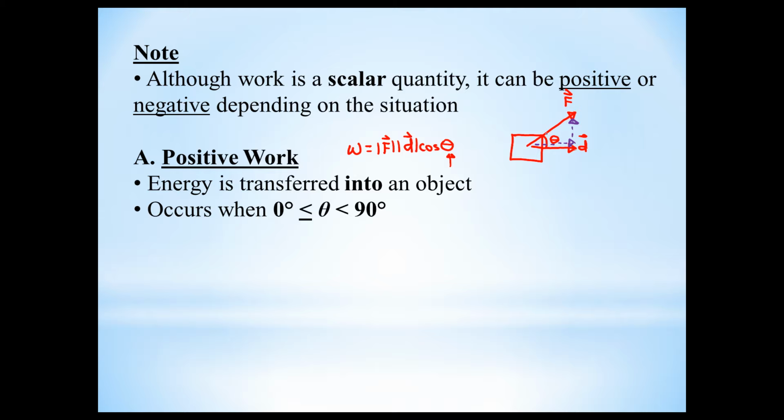We would maximize this if theta was 0 degrees. Cosine of 0 degrees is 1, which is the biggest value that cosine of theta can be. And then as we get closer and closer to 90 degrees, the cosine of theta gets closer to 0.